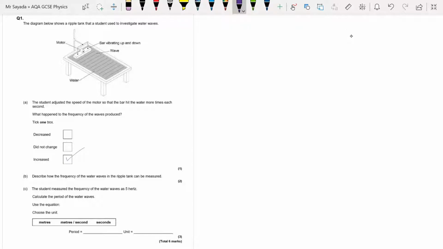How can the frequency of the water waves in the ripple tank be measured? Well, if frequency means the number of waves per second, then what we're going to need to do is measure how many waves pass a point each second. So a good way to do that is to time how long it takes for 10 waves to pass a point. Now, frequency means the number of waves per second. So if we do our 10 waves divided by that time, that will give us the frequency.